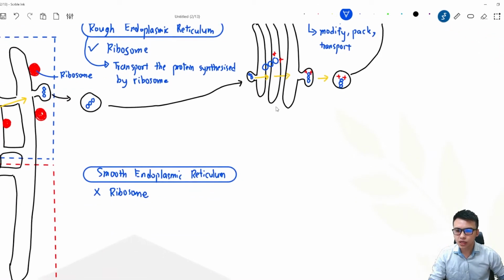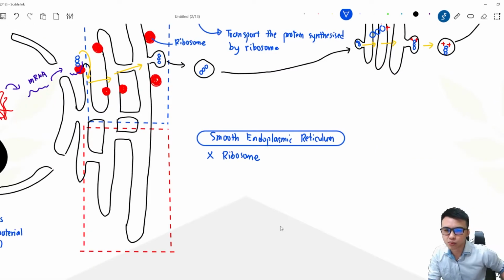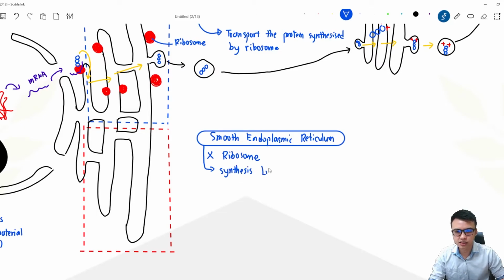Now, let's come back to the smooth endoplasmic reticulum. That's also one of the important organelles that can be found in our cell. Now remember, the difference between the rough endoplasmic reticulum and the smooth endoplasmic reticulum is that the smooth endoplasmic reticulum has no ribosome. Right? It has no ribosome. So another function of the smooth endoplasmic reticulum is that they are able to synthesize lipid.